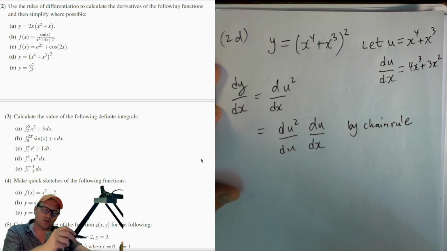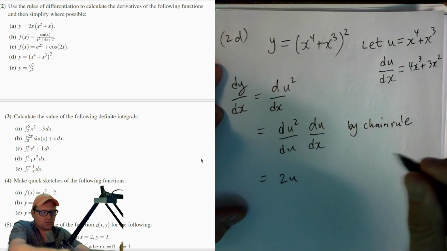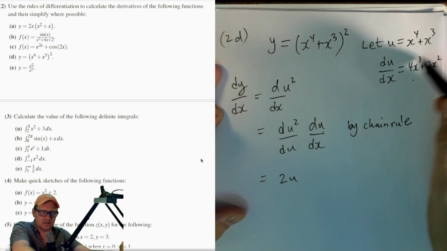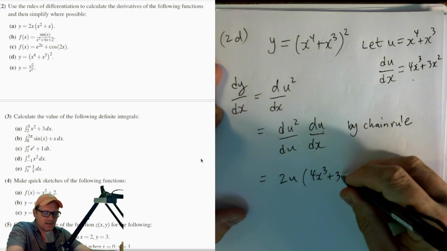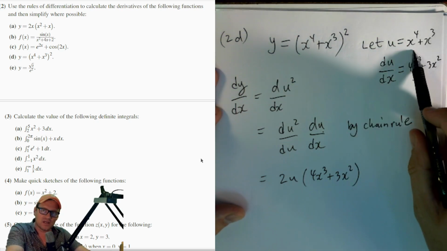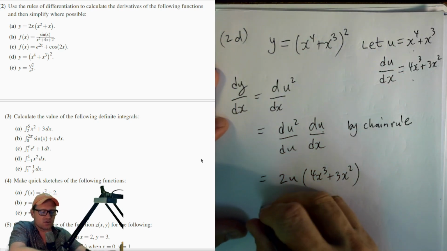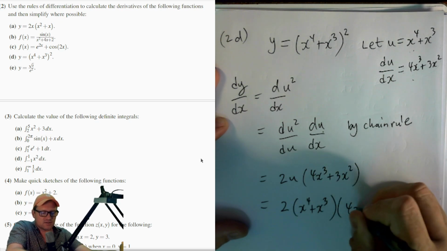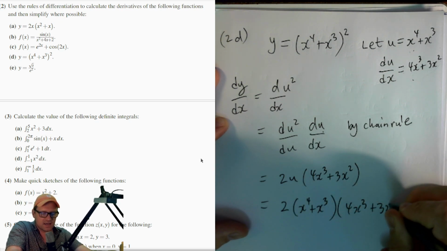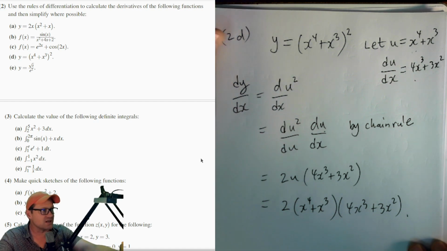Now let's differentiate u squared with respect to u. We get 2u. The du on dx we already know is this. Just fill that in: 4x cubed plus 3x squared. Now we let u be x to the fourth plus x cubed. So this is 2 times x to the fourth plus x cubed, times 4x cubed plus 3x squared. And we're done with part 2d. So let's move on now to 2e.